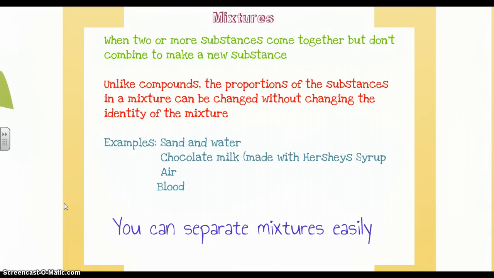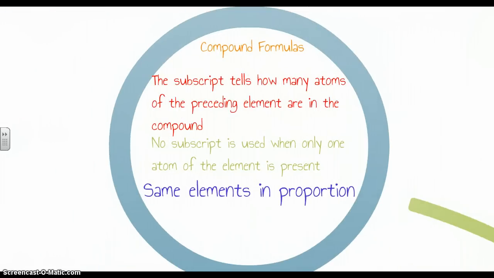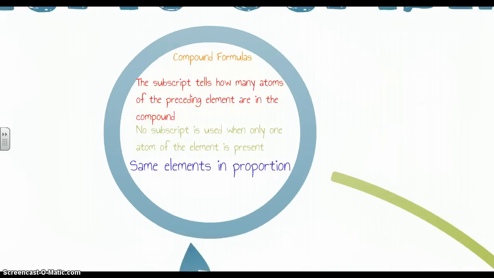They're not chemically bonded. Unlike compounds, the proportion of the substances in a mixture can be changed without changing the identity of the mixture. And if you look back here, in a compound, the same elements are always in proportion. When you have a drink of water, it's always 2 parts hydrogen and 1 part oxygen. It's not like you take a drink and you're like, oh man, that tasted really hydrogen-y. It doesn't happen like that. It's all the same entirely throughout. That's how water works. A mixture is different.